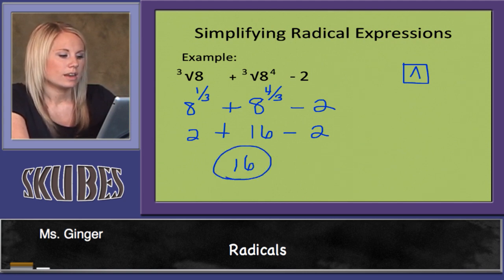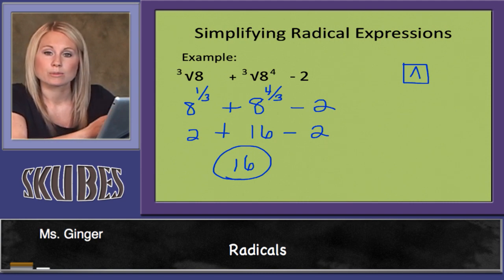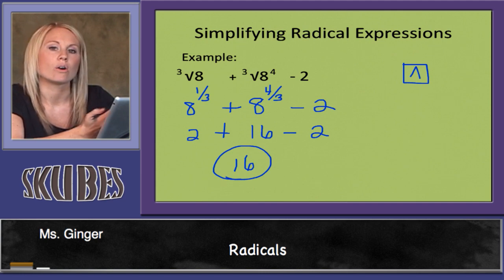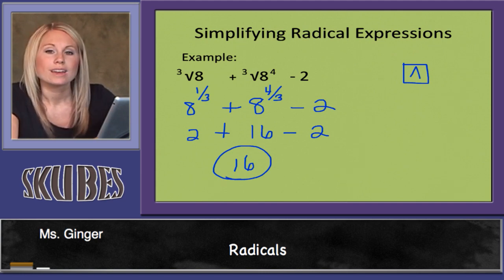Final answer. If any of your radical expressions can ever simplify into regular numbers, you definitely want to test that out and do that so that you can carry your answer all the way to simplest form. So this concludes our lesson on radicals.